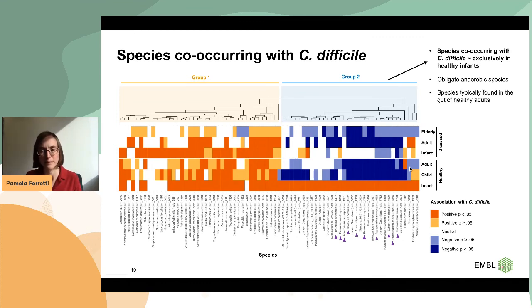And also, in addition to this, I think very important, but I will not show the results here for time reasons, healthy infants that had C. difficile in their guts had a gut microbiome that was much more similar in terms of composition to the gut microbiome of their mothers. Not just any adult, not just any mother, but their mother specifically.